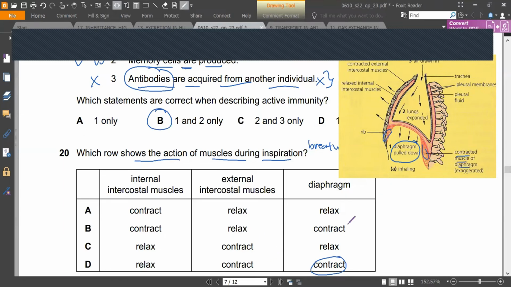The external intercostal muscles will be contracted, and then the internal intercostal muscles will be relaxed. So they work oppositely. So D will be the answer. Basically, we need to memorize a bit.